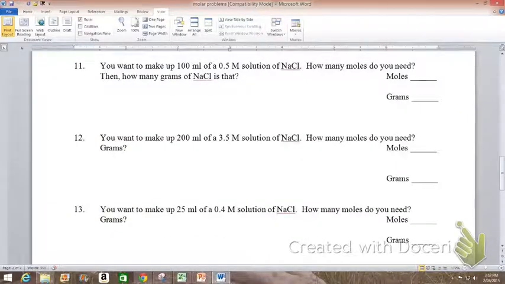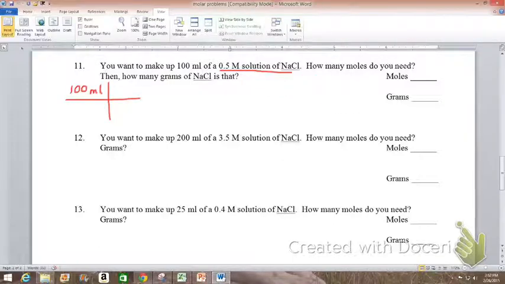Finally, this type of problem is what you're going to be doing a lot in the lab to be able to make up a solution. You want to make up 100 mils, and you want to make up a 0.5 molar solution. You'll want to calculate how many moles this is, but more important, you'll want to calculate how many grams this is, because we don't measure moles on a balance, we measure grams. So again, remember that 0.5 molar means 0.5 moles in 1 liter. We'll use this in the T-chart.